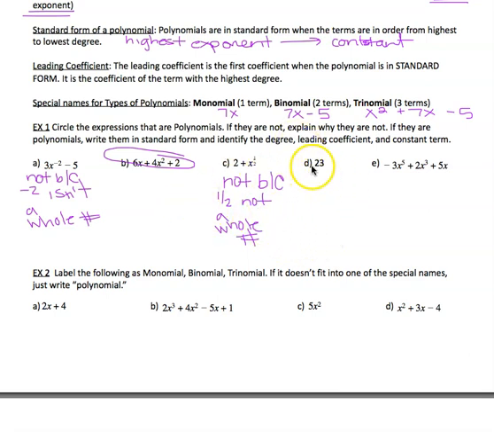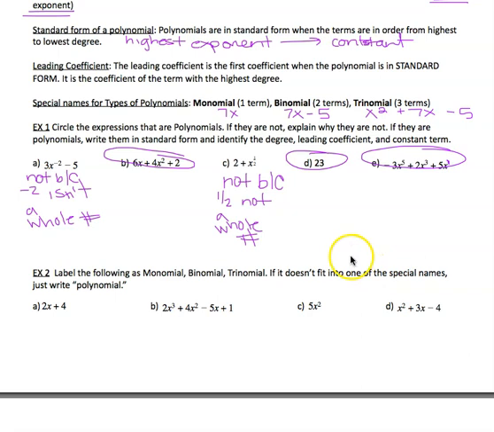Right, this next one, 23, well, I don't even have any variables, which means that I don't have any exponents, because remember that the exponent on a constant term, this is like saying 23x to the 0 power, but 0 is a whole number, so this one is a polynomial, even though it's just a constant. And then E, okay, the exponent here is 5, that's a whole number. 3 is a whole number. The exponent here, when nothing is written, is a 1. So yes, this is a polynomial.